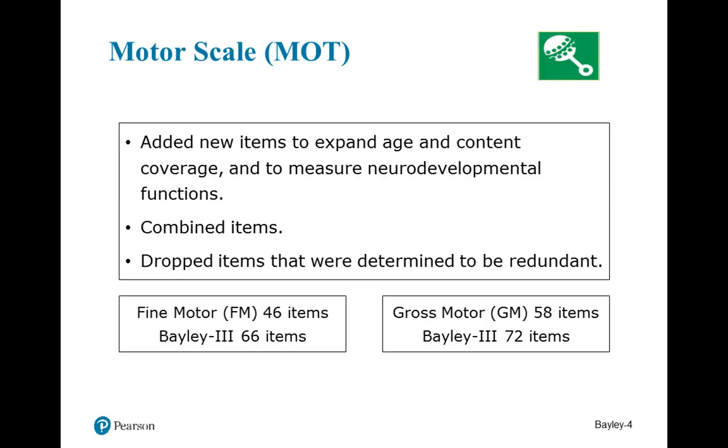The motor scale shows the greatest reduction in time savings. And here we added some items for the age content coverage, and that's the neurodevelopmental areas that we wanted to really make sure we have well represented. Again, combining items and dropping those items that are redundant. And this is about 26 items on the fine motor, which is down from 46. So 20 items savings there, and the gross motor 58 items, down from 72.